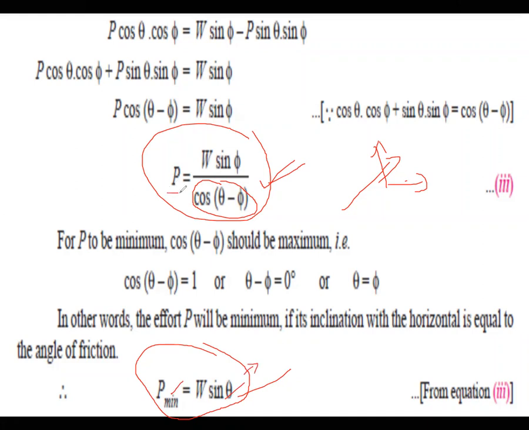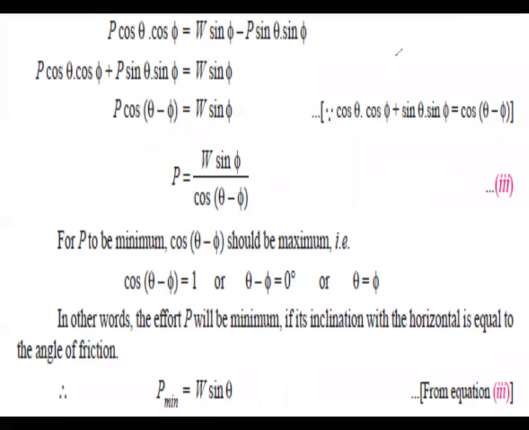So this is the force, not the minimum force. Or simply you can take this as the maximum force. When the maximum force is represented, the formula is W sin phi by cos theta minus phi, and when representing the minimum force, it is W sin theta. So this is the equation derived from friction, in order to apply the minimum force, right?